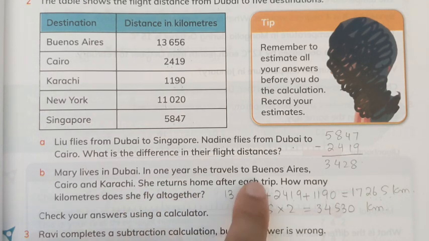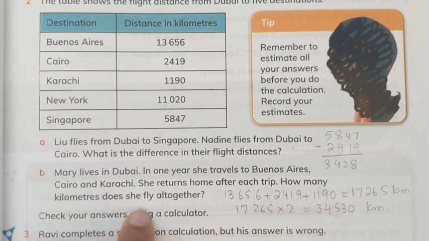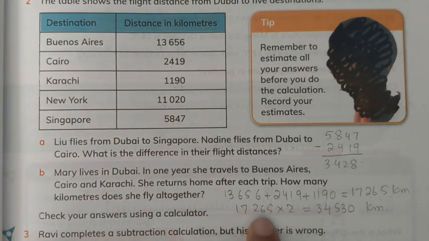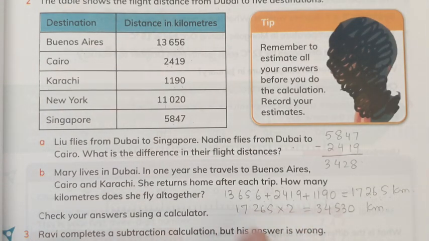Make sure that you read each and every single statement very carefully. So this statement changes your answer altogether. So how many kilometers does she fly altogether? It would be 17,265 multiplied by 2. That is, we are doubling each of the amounts. Okay, we are multiplying each of the amounts by 2.